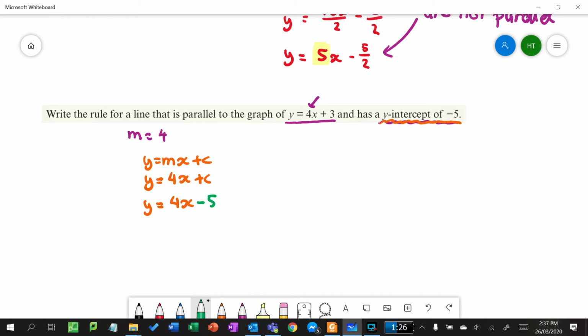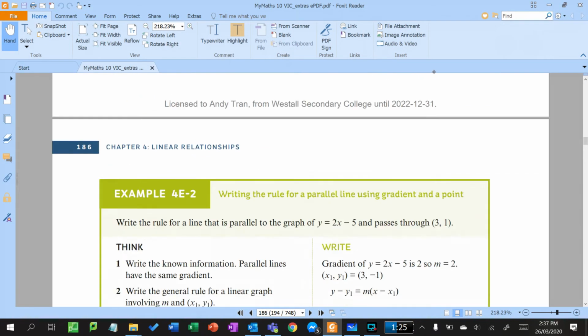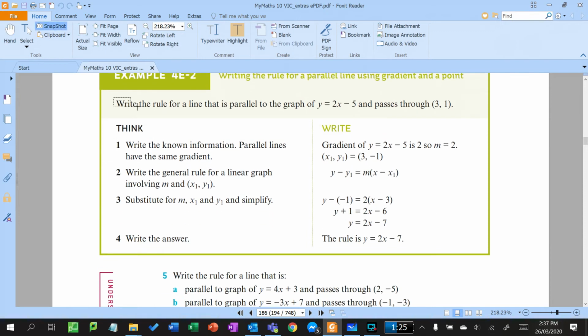Very, very easy. Alright, let's take a look at another question. Let's go back to the book. Okay, let's try this one here.